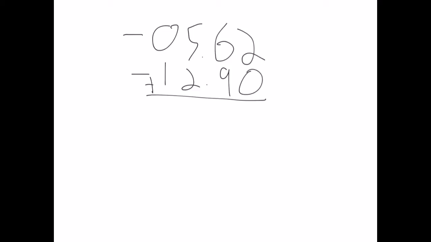2 plus 0 is 2, 6 plus 9 is 15, 5 plus 2 is 7, plus 1 is 8, and then 0 plus 1 is 1. Now we add the negative sign, and now we keep the decimal point in its spot, right there. Now we need to check.